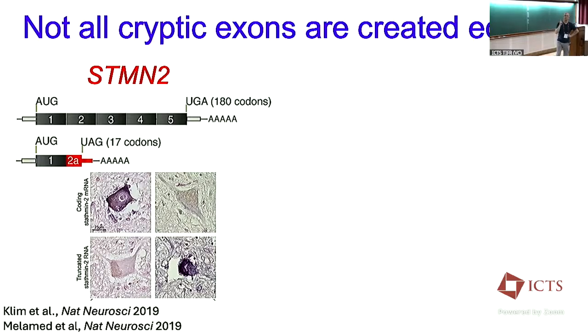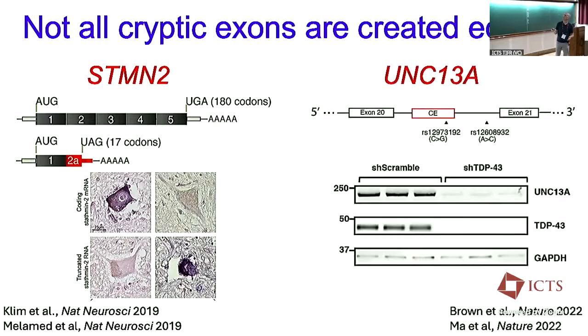Okay, I want to come back and end on this one point because it's also about RNA metabolism. Not all cryptic exons are created equally. The Stathmin-2 one makes a truncated RNA. There's a stop codon, and then there's a poly A signal. UNC13A, on the other hand, introduces a premature termination codon, and the protein is lost. Why do you think the protein is lost with a premature termination codon?